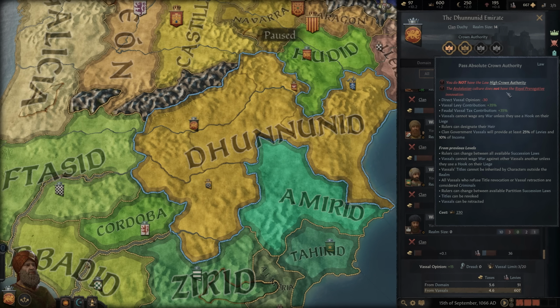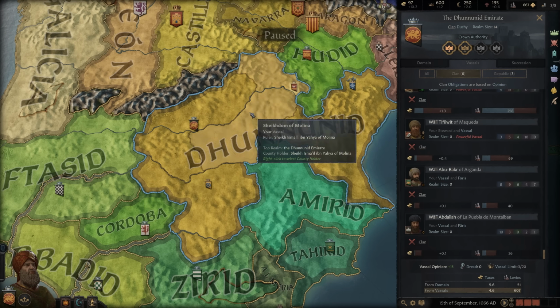As you can see here, we don't have the innovation royal prerogative to get the absolute crown authority. With the tribal system, that's not the case. You can just jump up through tribal authority as you see fit. So your taxes and levy contribution is scaled directly off of your opinion, the vassal's opinion of you, and it's very important to keep that high.